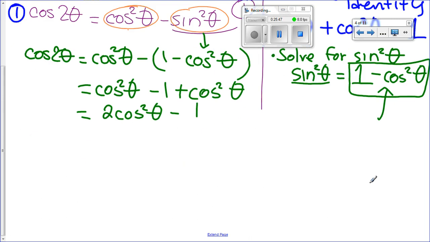Now what I want you guys to do, and you're going to do this one on your own, okay? I want you to use the Pythagorean identity and then solve for cosine squared theta.